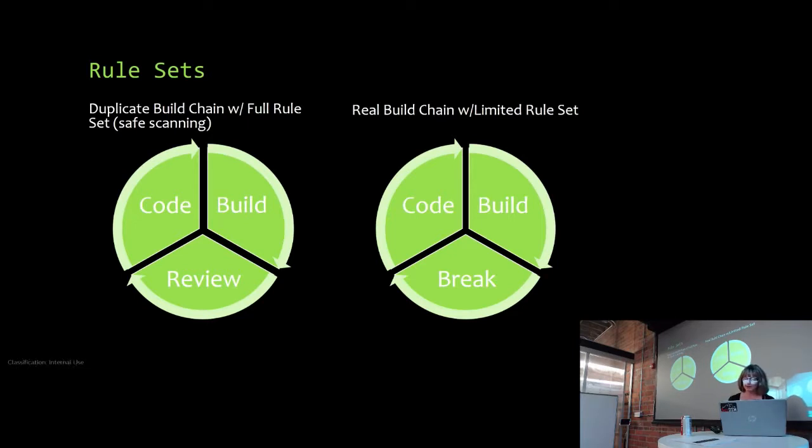Also, it helps solve our performance problem. A limited rule set doesn't take nearly as long to run as a full rule set. I think last I heard, Matt can correct me if I'm wrong, we're running like 90-some% of our apps through in under 10 minutes. Is that it? 98% in under 10 minutes. It's a pretty good number. This also solves our breaking builds issue, as we're only breaking builds for critical and high items that we've planned for.